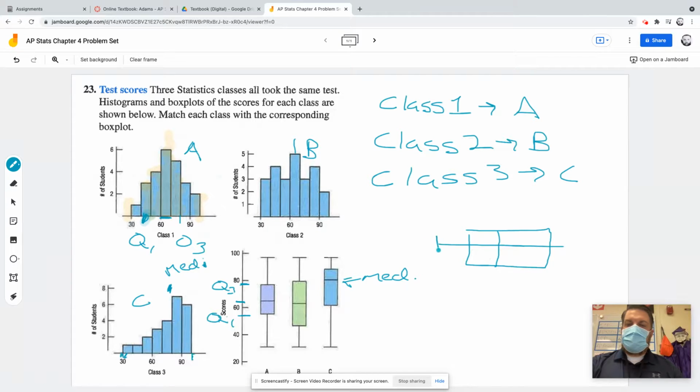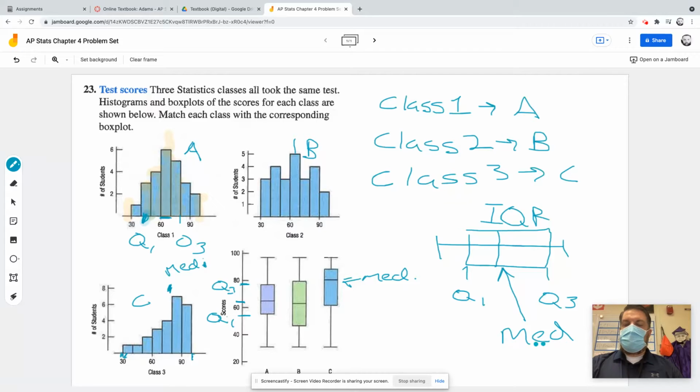Oh. So anyways, the stuff in the box, this is quartile 1. This end of the box is quartile 3. The inside of this is what we call the interquartile range. The whole box is the interquartile range. And then this line right here is the median.